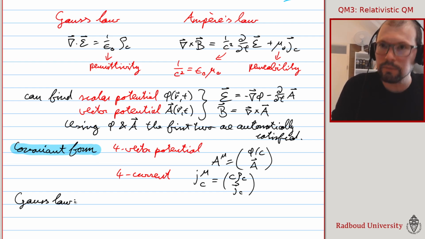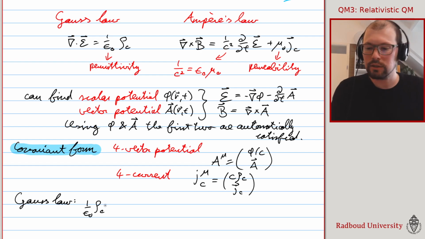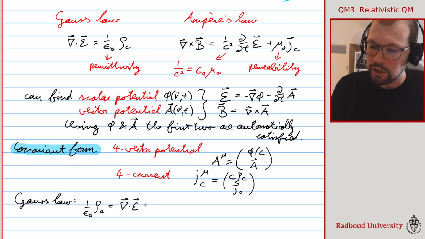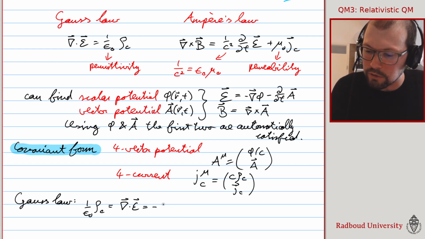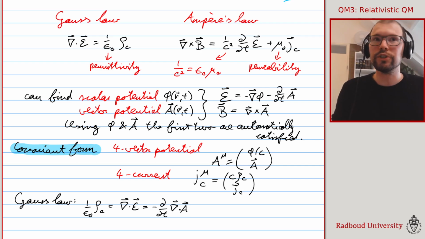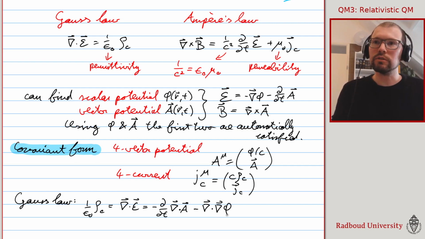Okay, so Gauss' law. We have 1 over the permittivity times the charge density equal to the divergence of the electric field. Then we can simply plug in this expression. Let's write the vector potential first and swap the time derivative and the spatial derivative. So we get the divergence of the time derivative of the vector potential minus the divergence of the gradient of the scalar potential.